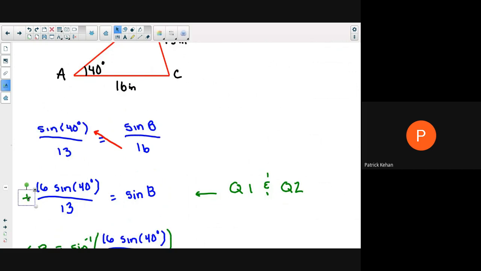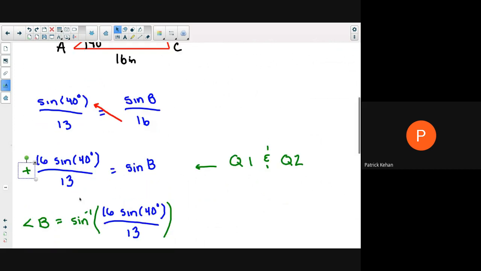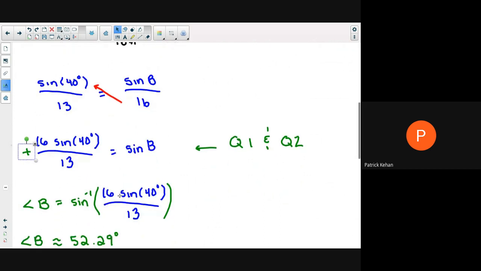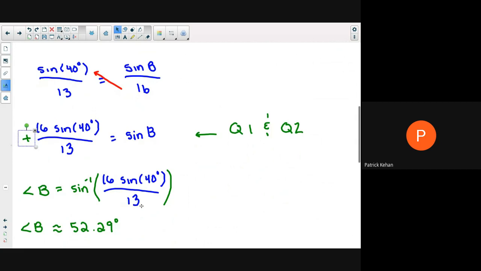Now, this is a positive value, which means the angle B we're trying to identify exists in quadrant 1 and quadrant 2, from solving trig equations, right? So we'll first start with the value that the calculator gives us, which will be the acute angle. So we take the inverse sine of both sides. This is our exact angle measure for angle B right now. The approximated one to the nearest hundredth is 52.29 degrees. So this is angle B, right?